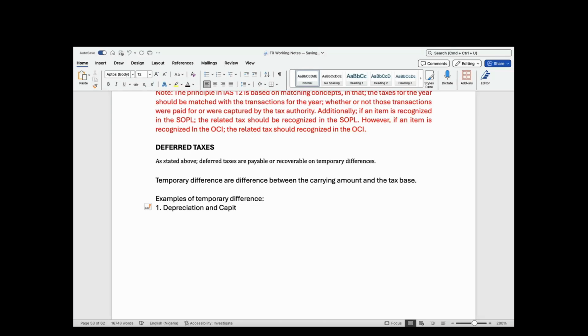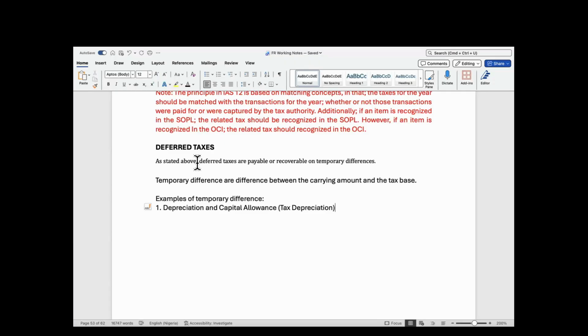And capital allowance. In your exam, they will call it tax depreciation because, yes, we call it capital allowance in Nigeria, in our own country, but IFRS will call it tax depreciation because it's not capital allowance, as they call it in all other countries of the world. So when they call it tax depreciation, you should know that you're talking about capital allowance.